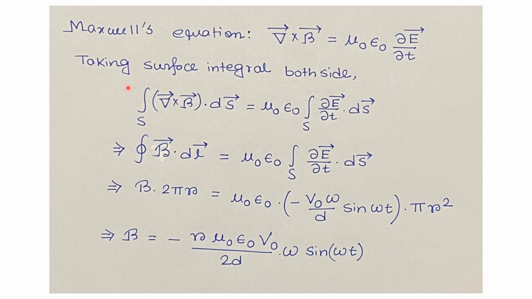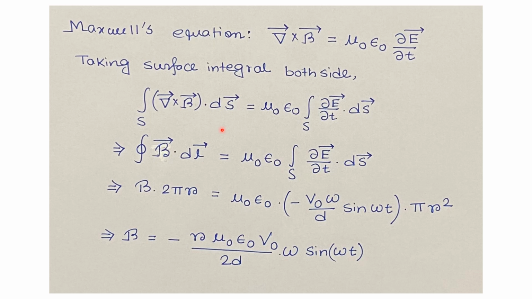Now we will take the surface integral of both sides of this equation. So it is given by the surface integral of the curl of B vector equals mu naught epsilon naught times the surface integral of partial E by partial t. Here the surface is considered to be the surface area of the small loop of radius small r that has been shown in the schematic in the first slide.